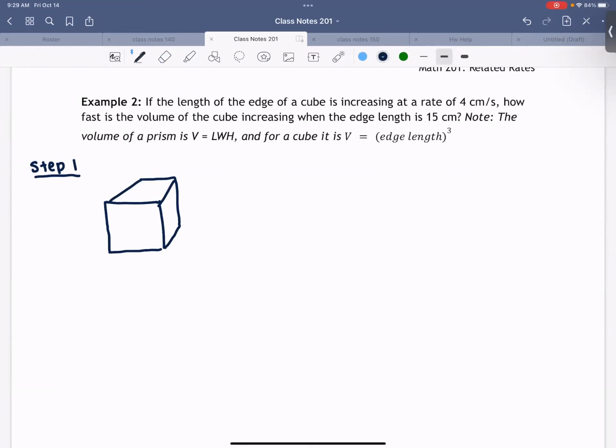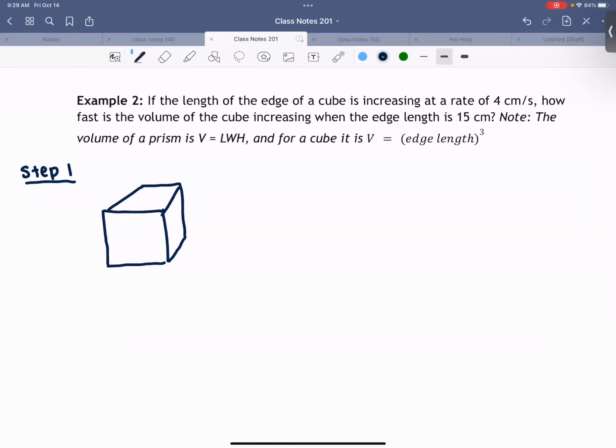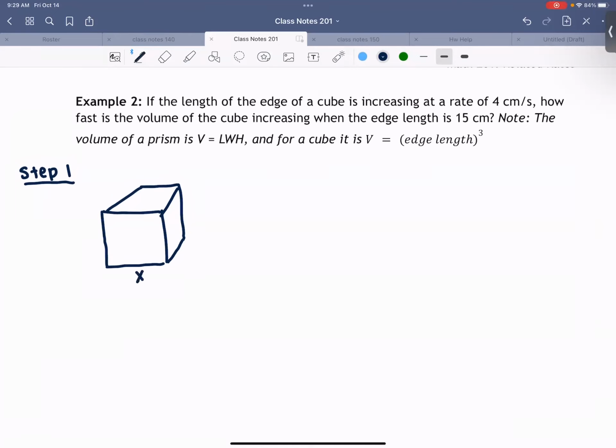Something like that. That's a very bad cube, but I think that gives a good idea of what's going on. Okay. So let's say that the length of an edge of a cube is increasing at a rate of 4 centimeters per second. So the edge of our cube is going to be one of the edges, and we already said that we were going to label that as x.